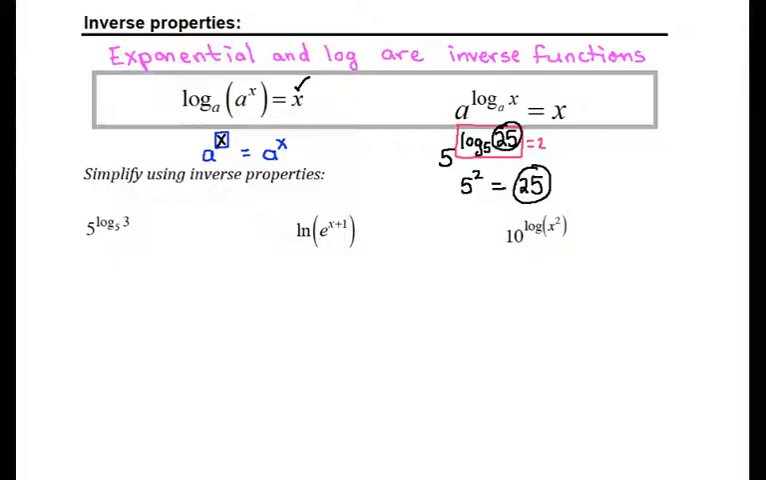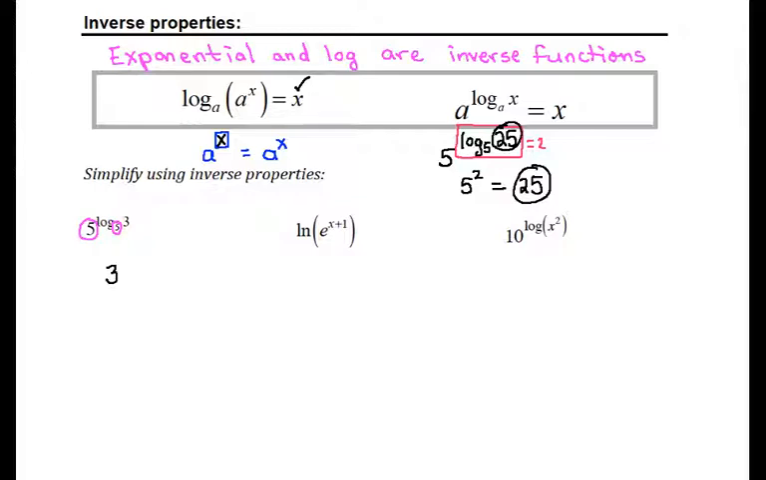So looking at this first one down here, we identify that the bases match. We have a base of 5 raised to a power that is a log to base 5. So we know that this is a composition of two inverse functions. 3 is where I start. I take a log to base 5. I then exponentiate with base 5. I should get back where I started from, and therefore this must be equal to 3.